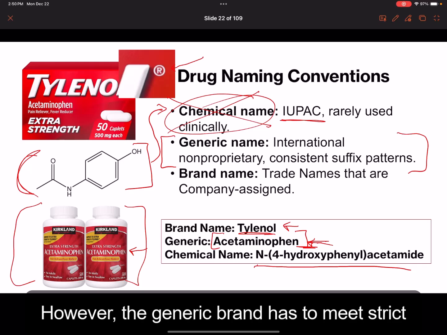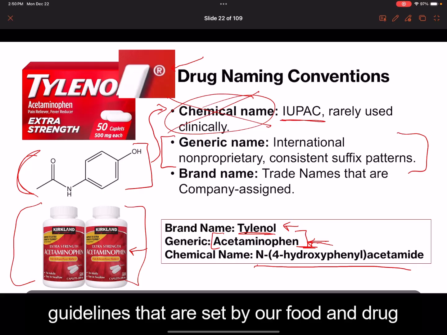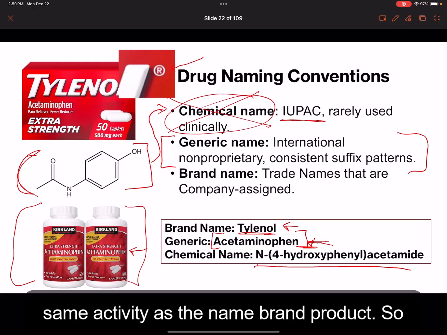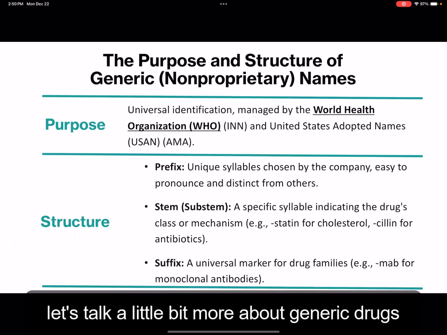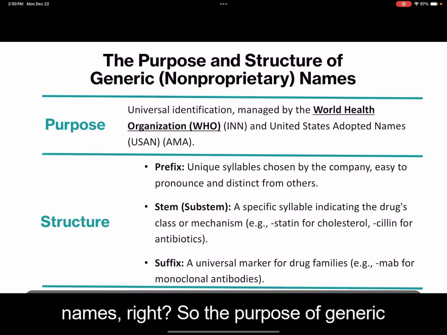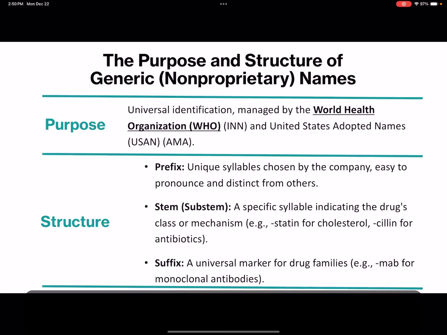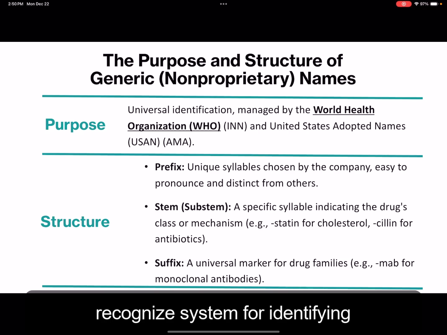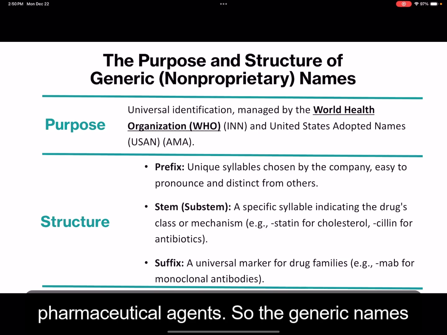However, the generic brand has to meet strict guidelines that are set by our Food and Drug Administration so that they have relatively the same activity as the name brand product. So let's talk a little bit more about generic drugs and generic names, right? So the purpose of generic names is really to provide a standardized, universally recognized system for identifying pharmaceutical agents.